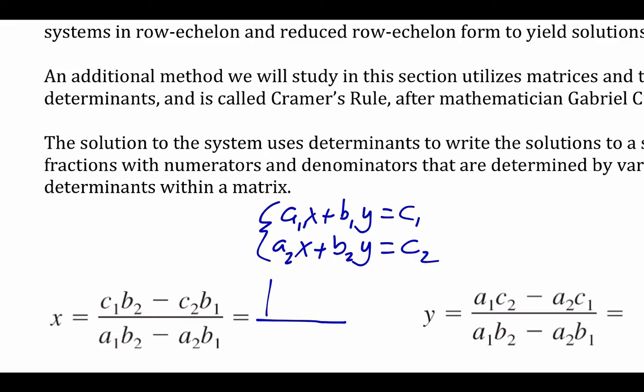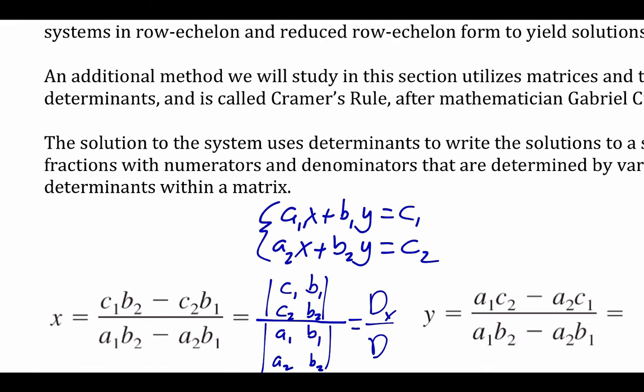The matrix relating to the top would look like this: c1, b1, c2, b2. The matrix related to the bottom part would be a1, b1, a2, b2. And we're going to give those two specific determinants names. We're going to call the top one d sub x, and the bottom one we're just going to call d.